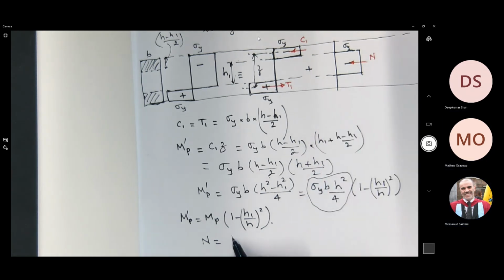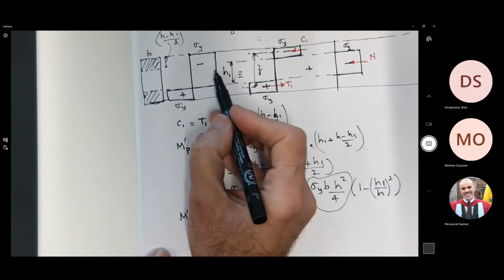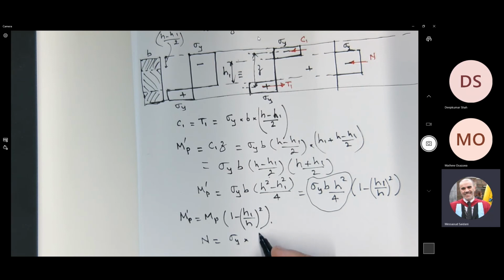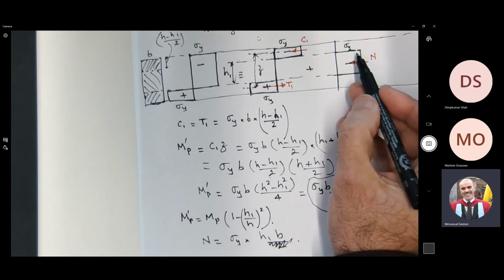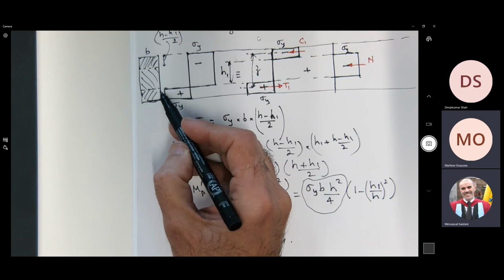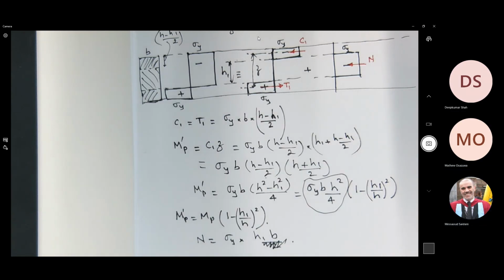Sigma y times? What is this area? H1 into B. Not over 2, sorry, not over 2. Okay, so we have N is sigma y times the area BH1. Is that clear? Do you agree? N is the stress times the area, which is BH1. Is that okay?